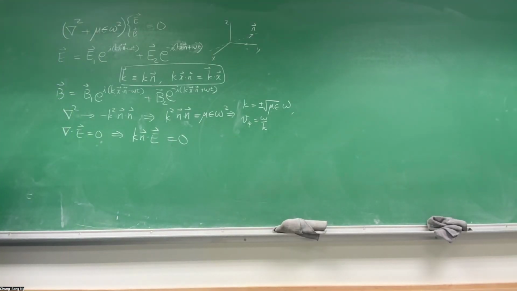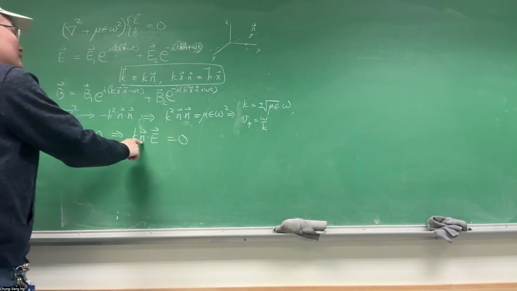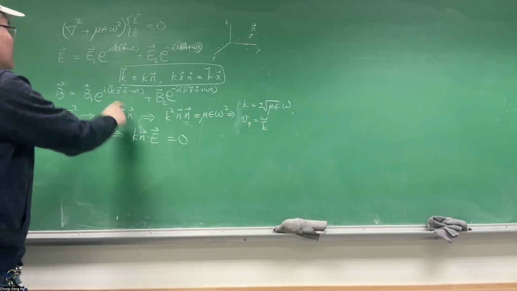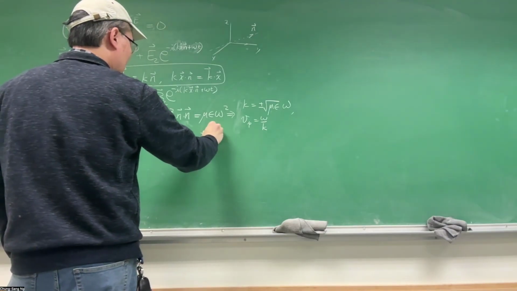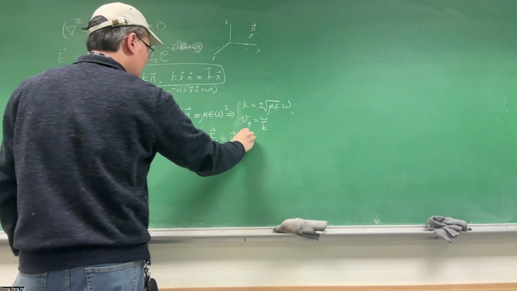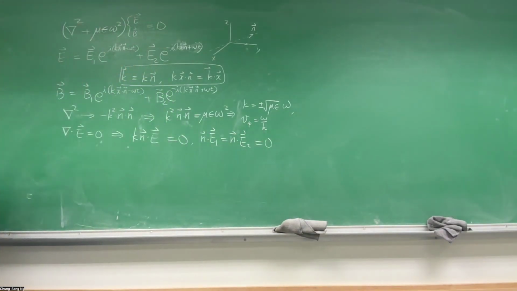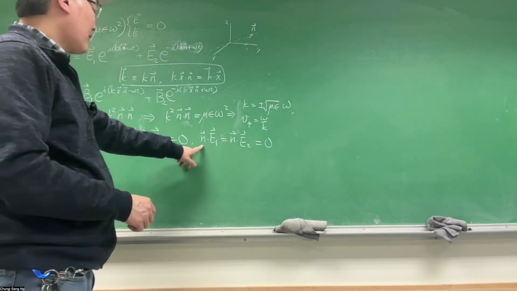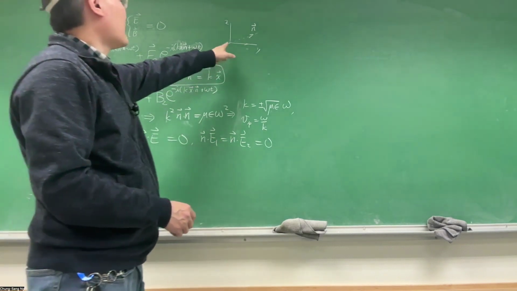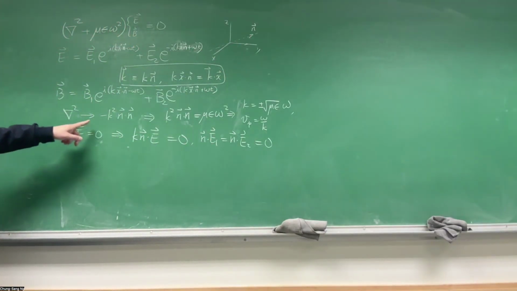So it means that the propagation direction is perpendicular to this electric field, or n dot E sub 1 and n dot E sub 2 are both zero. These magnitudes are not totally arbitrary. They have to be perpendicular to this propagation n. Okay. Can you follow this argument?